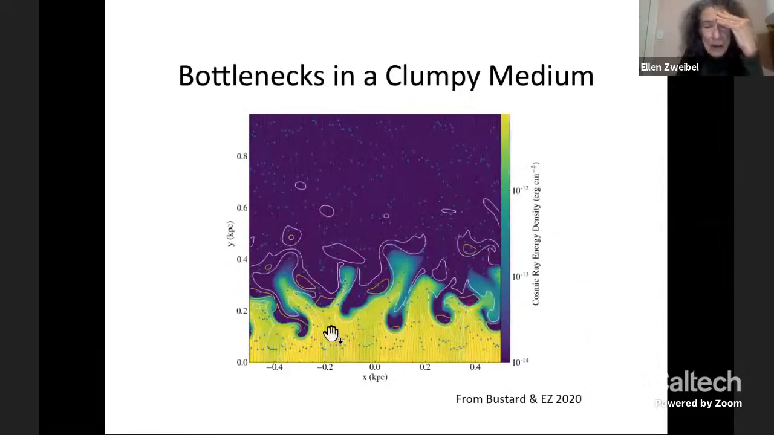Then we looked at whether you would get bottlenecks in a clumpy medium. And so here's a collection of clumps, and you can see the cosmic rays. So this kind of revisits the question of, do cosmic rays squirt out through the holes in the density? And you can kind of see them working their way around the clouds. So the white contours are higher density, the yellow, the red, progressively higher density, and the cosmic rays kind of snake their way around.